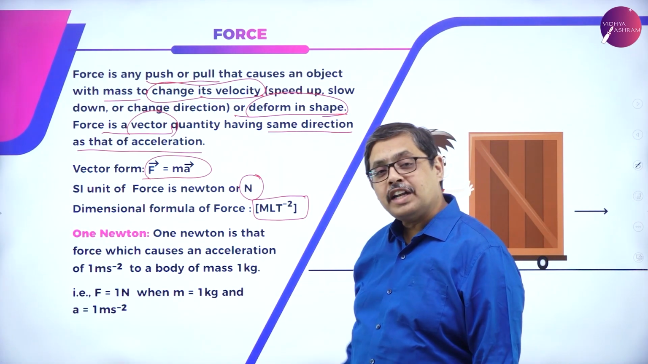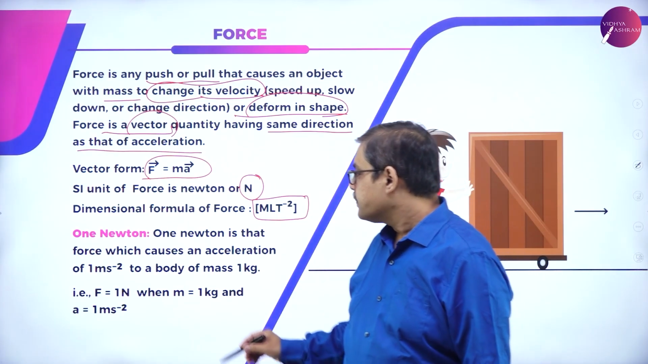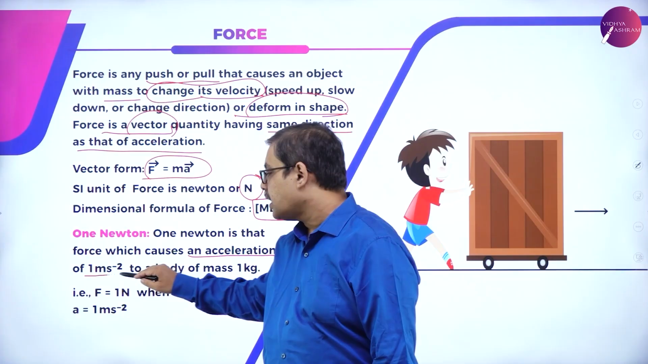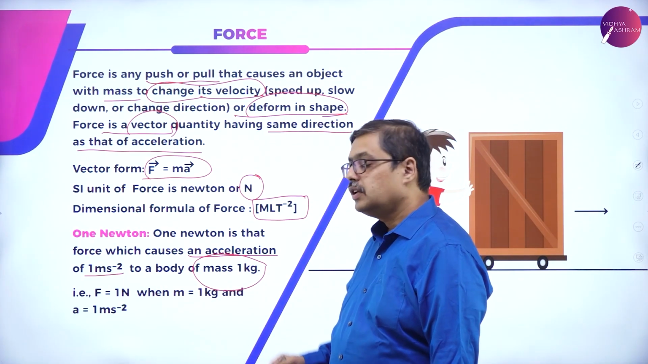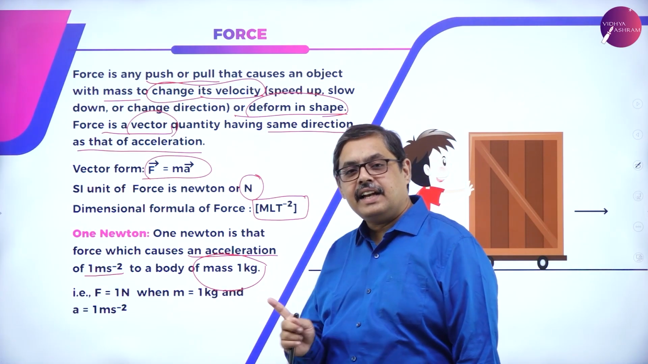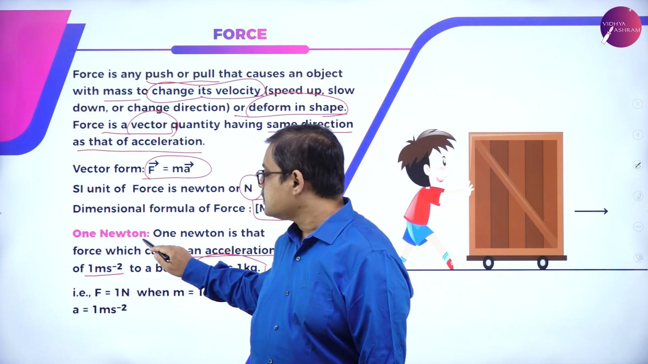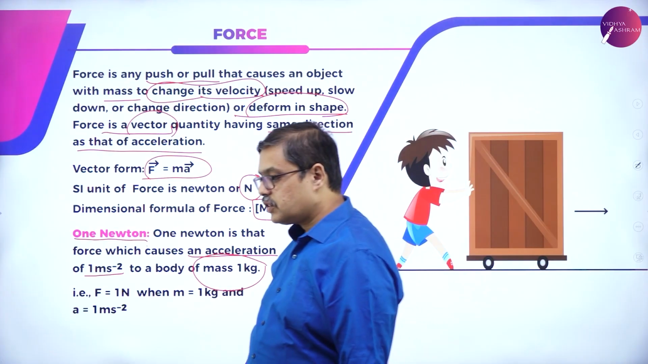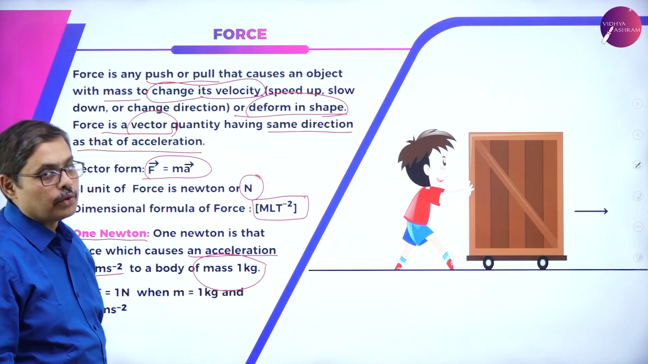Okay? What is 1 Newton of force then? 1 Newton is that force which causes an acceleration of 1 meter per second square to a body of mass 1 kg. When you have a body of mass 1 kg, it can be accelerated by 1 meter per second square when the force acted upon it is 1 Newton. Okay? So that is the definition of force and how you can try to understand that force.